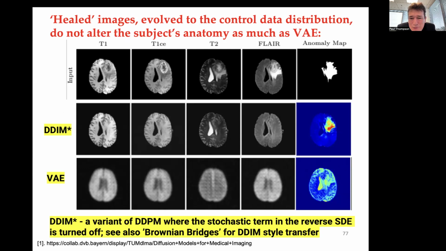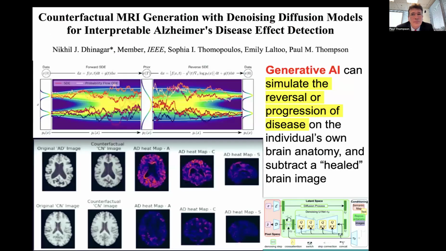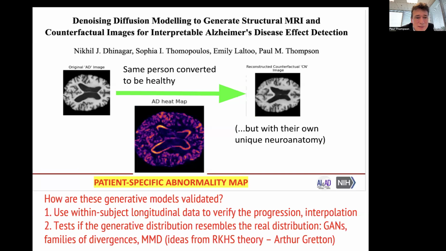And then the difference between the input and the output can be used to identify lesions or pathologies, much better than VAE, which will just light up everything. So this type of disease reversal diffusion model can be used, as in this paper by Nikhil Dinagar and colleagues, to make a counterfactual image, an image of what the patient would look like before they were ill, or perhaps even with a certain treatment, by accessing the data distribution and covariates that are associated with it.